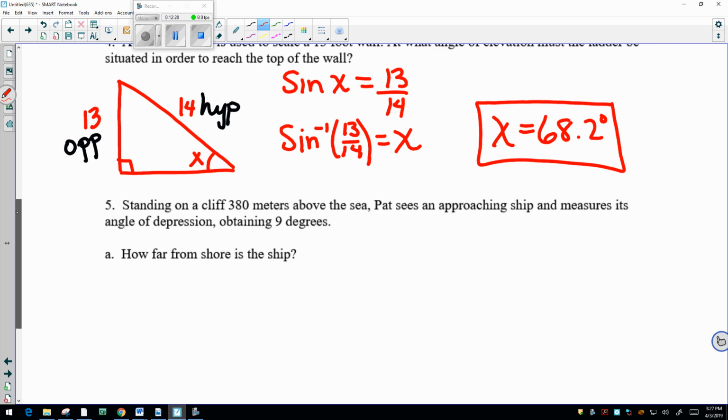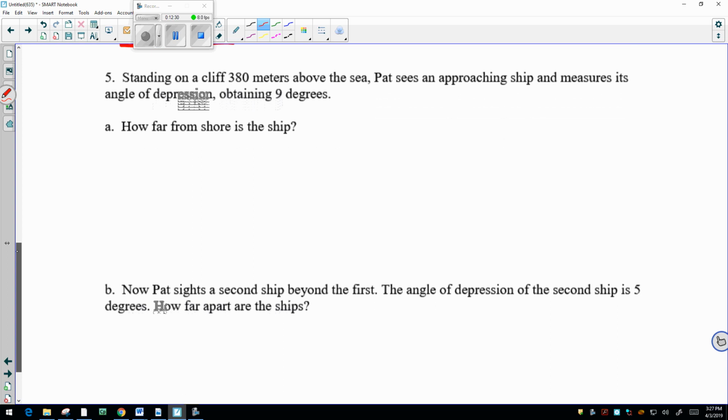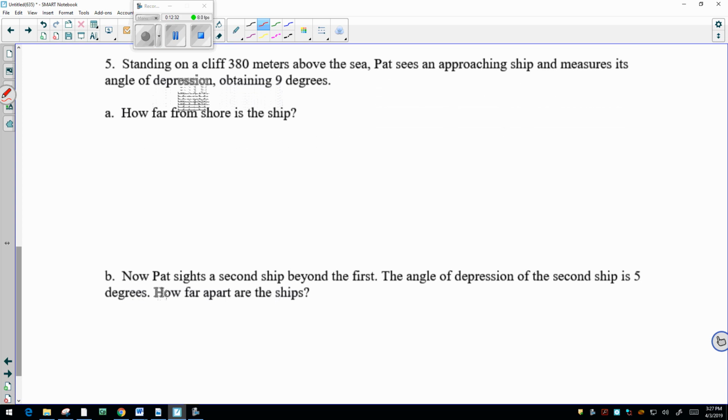Okay, and our last one. This is a two-part question. It says, standing on a cliff 380 meters above the sea. So typically, again, a cliff is going to be a vertical line. We have 380 meters, and we're standing up here. It says, Pat sees an approaching ship and measures its angle of depression, obtaining 9 degrees.